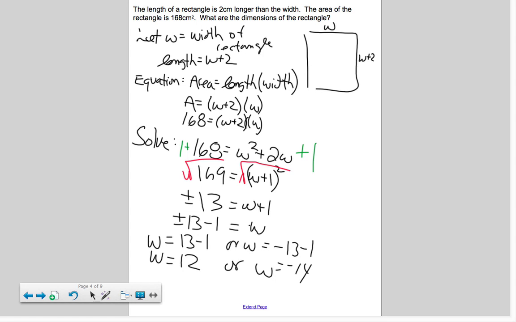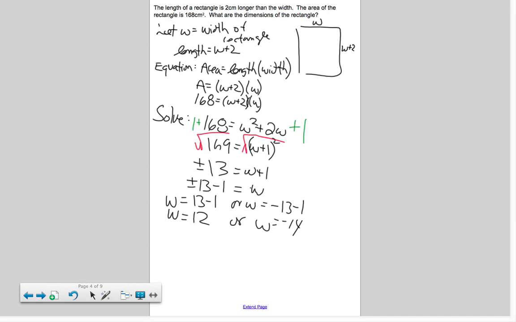Do both those answers make sense? Can we have a negative length? No. So therefore really the width is 12 centimeters. And what's the length? 14 centimeters. Right? The negative numbers we discard because it doesn't make sense in this context. We can't have a negative number for a length, for a dimension. Unless we live in the 4th dimension world.